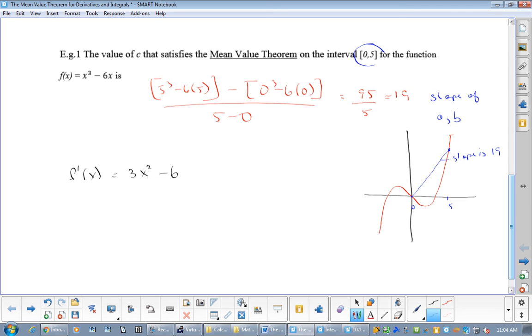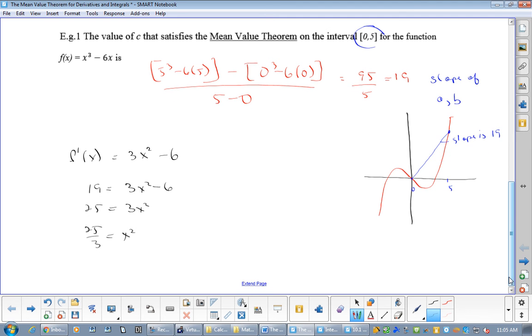So if I want to find an x that has the same slope, I'll just go 19 equals 3x squared minus 6. Okay, we'll add 6 to both sides. I get 25 equals 3x squared. 25 over 3 equals x squared. And when you take the square root, you will go plus or minus square root of 25 over 3 equals x. Or plus or minus 5 over root 3 equals x.